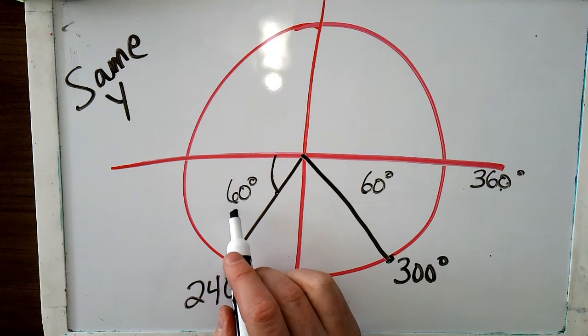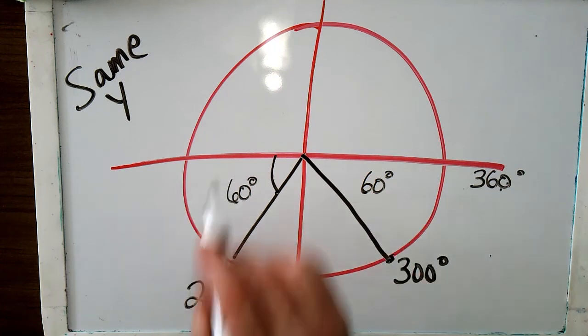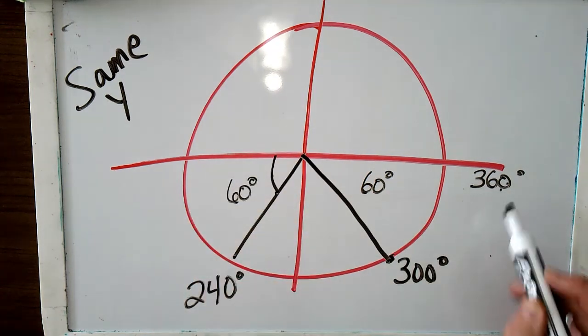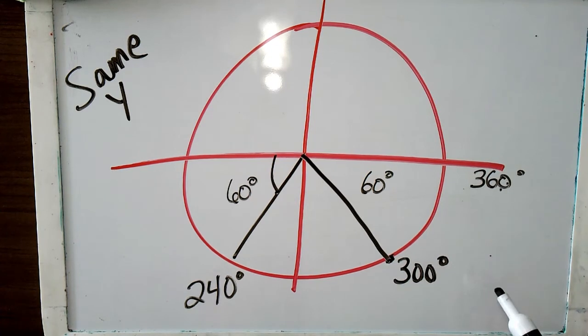So find the reference angle, figure out which way we're going, and then use that reference angle to find the new angle. This one is straight across, same y coordinate, same reference angle. So try the questions in the notes package, and that's it.